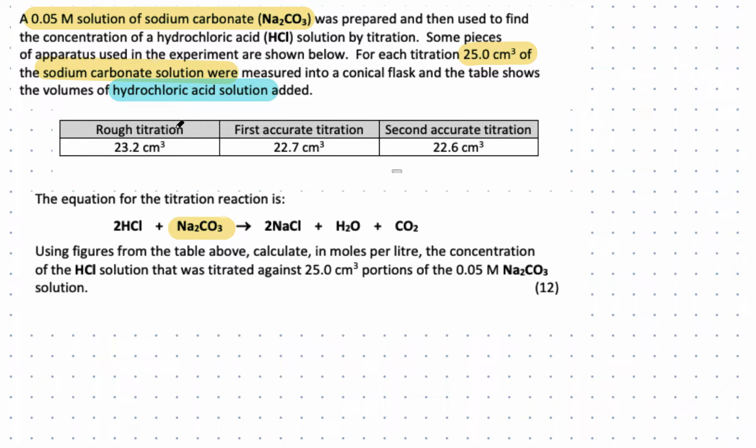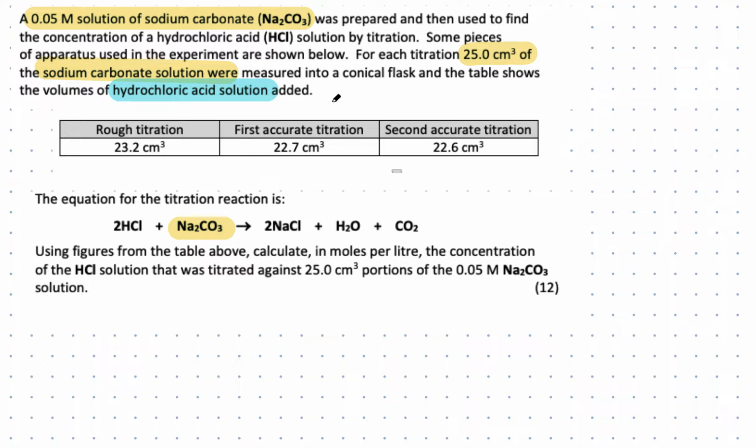You'll notice they have a rough titration first. We don't include that in our calculation, so that's just there to give us the ballpark figure of where we should be looking to stop the titration when we do it more accurately. So it's a rough one. We do it at the start, we just let it run quite quickly. We start slowing down when we start to see a colour change, and we now know after the first rough titration that we have 23.2 centimetres cubed. In or around there, I should start slowing down the addition of the hydrochloric acid.